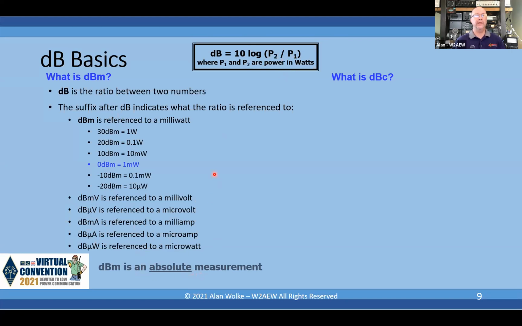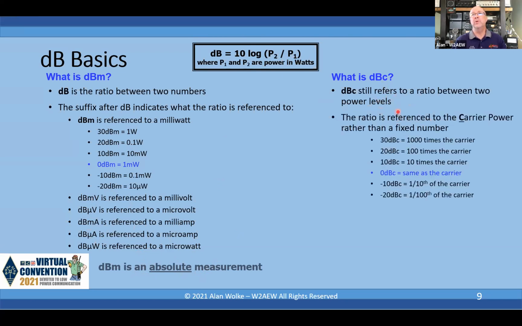So instead of saying, hey, this is 10 times bigger, we can actually say this is 10 watts, because it's an absolute measurement. So what is dBc? I kind of hinted at it on the previous slide. dBc still refers to a ratio between two power levels, except that the P1 becomes whatever the carrier power happens to be. So it's a relative measurement relative to the carrier power.